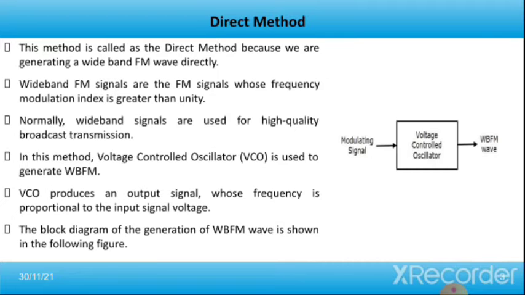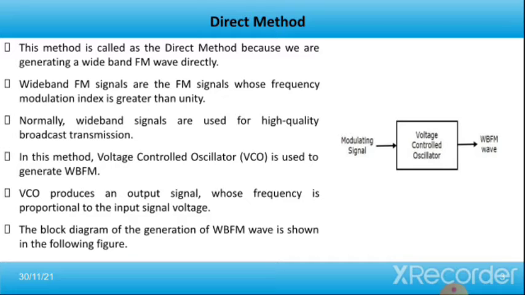So first we'll talk about the direct method. This method is called the direct method because we are generating a wideband FM wave directly. Wideband FM means what? Wideband FM signals are the FM signals whose frequency modulation index is greater than unity. Normally, wideband signals are used for high quality broadcast transmission.